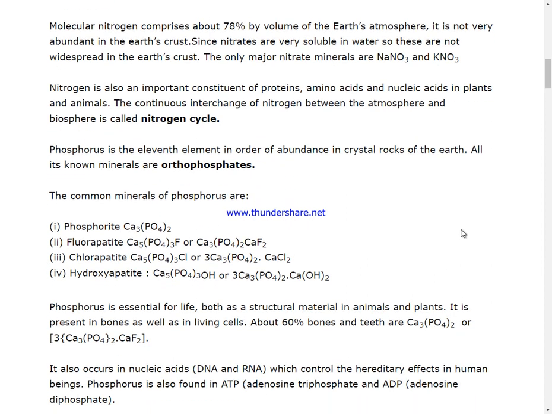Phosphorus is the 11th element in order of abundance in crustal rocks of the earth. All its known minerals are orthophosphates. The common minerals of phosphorus are phosphorite, calcium phosphate, fluorapatite, chlorapatite, hydroxyapatite.